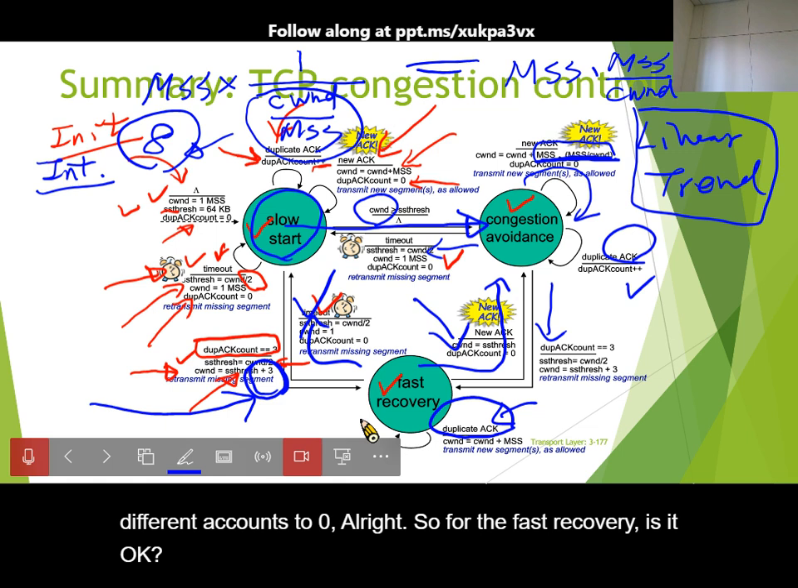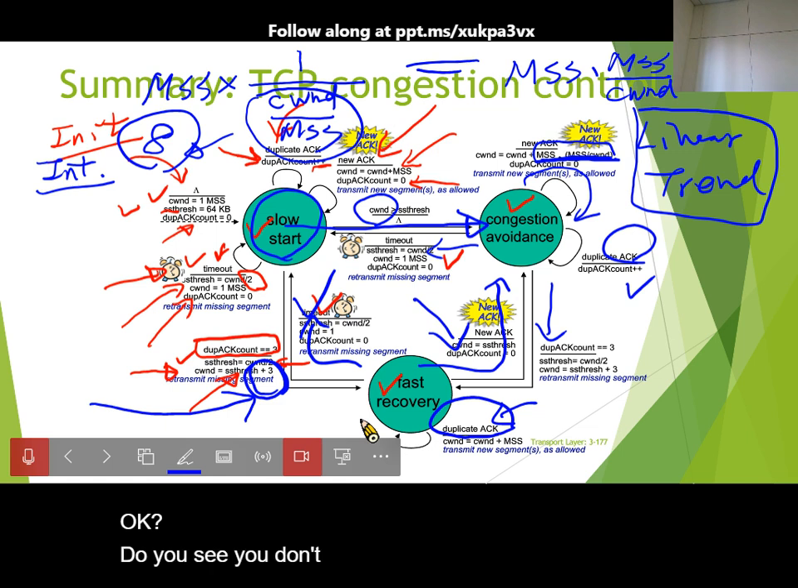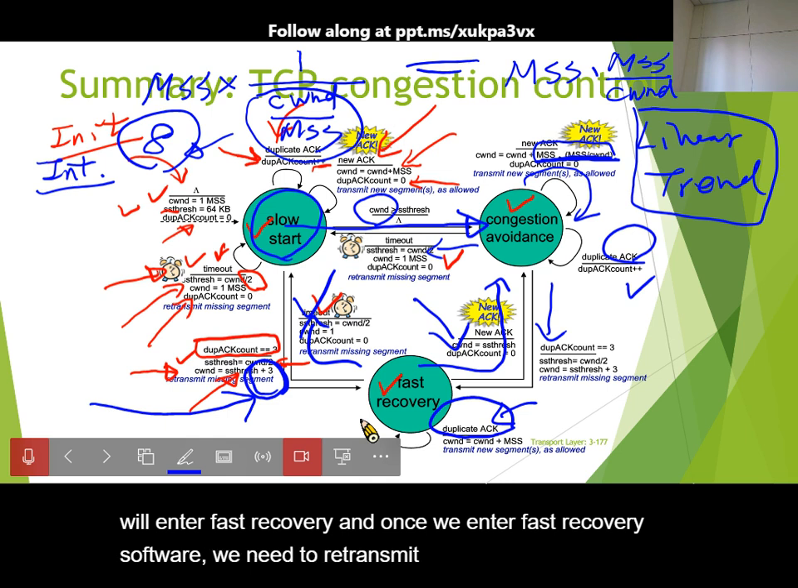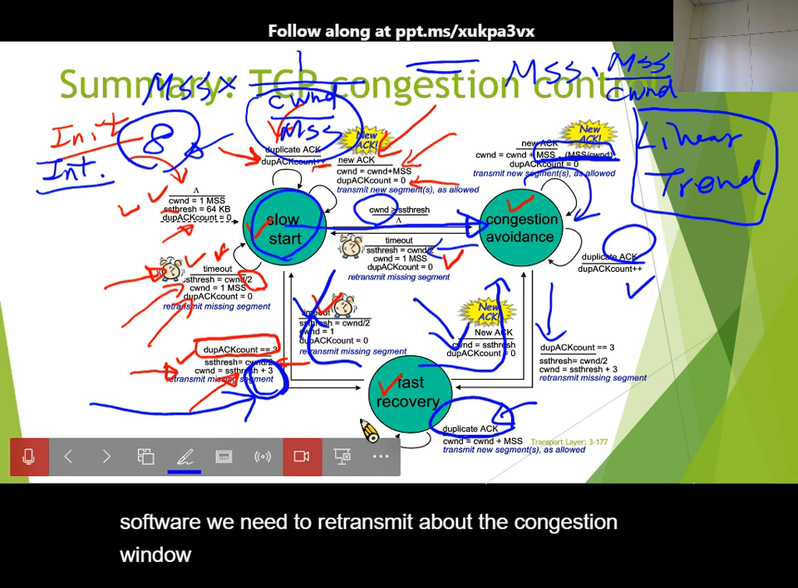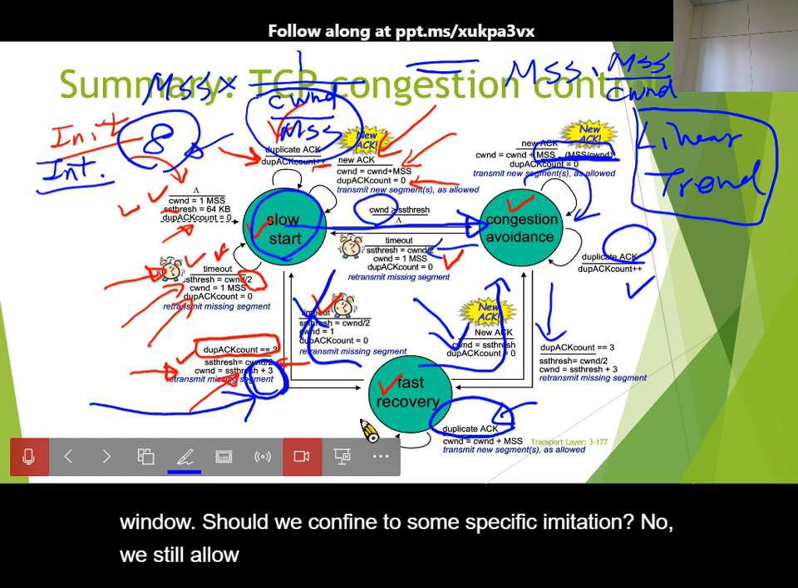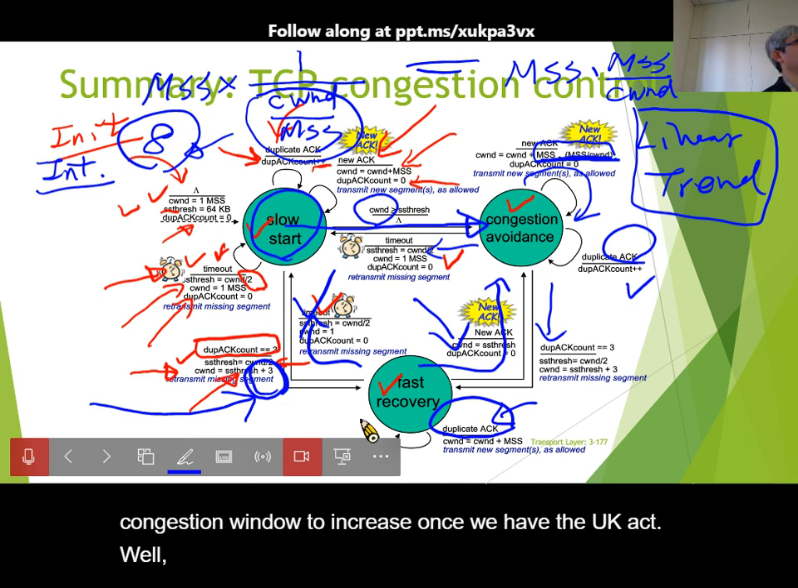Previously, you already know, if we have 3 duplicate ACKs, then we will enter fast recovery. And once we enter fast recovery, of course we need to retransmit. Should we confine the congestion window to some specific limitation? No, we still allow the congestion window to increase once we have the duplicate ACK. Well, that's it for this. I think that's okay for you, right?